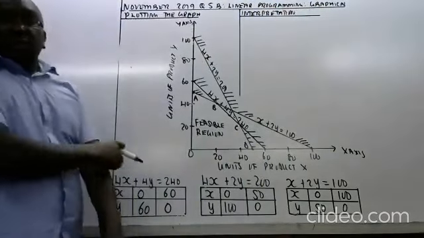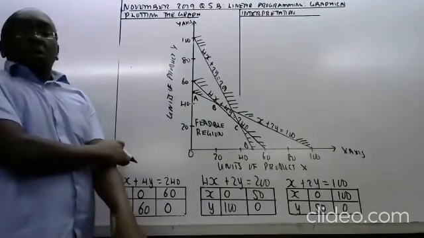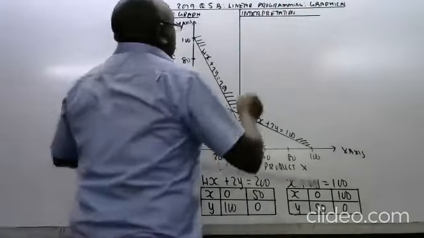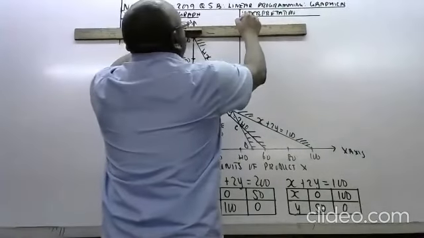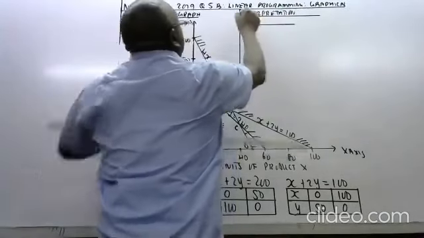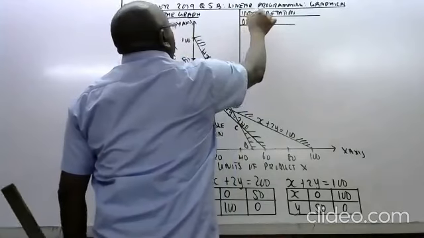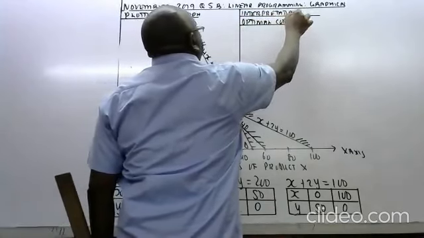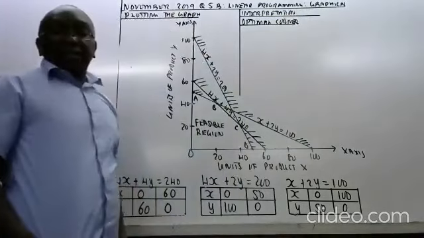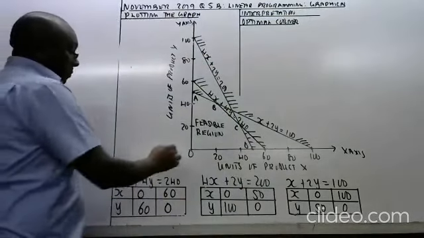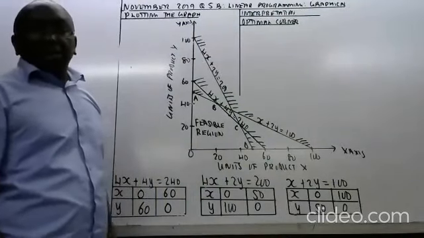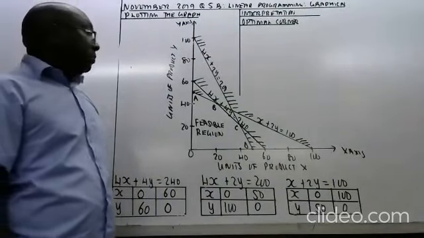So what I need to know is the optimal corner. Now, optimal corner is the corner that is farthest from the origin. And I told you there are many ways of identifying it.